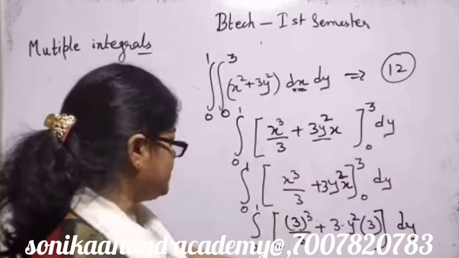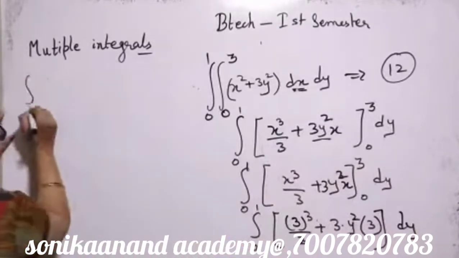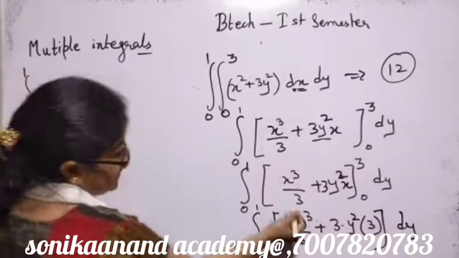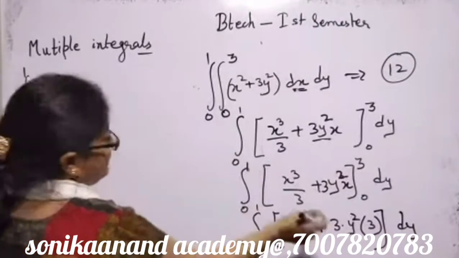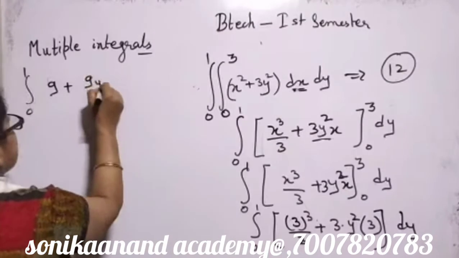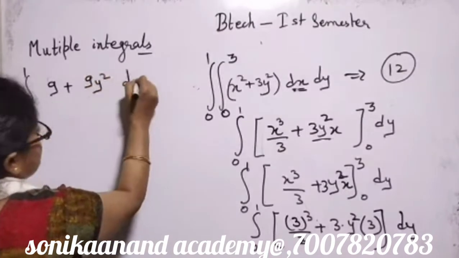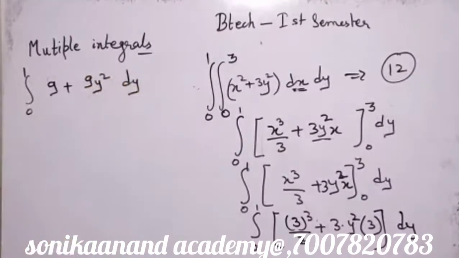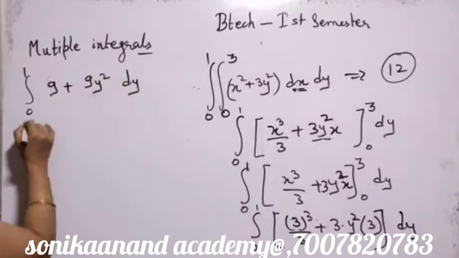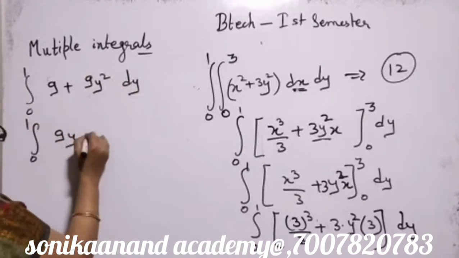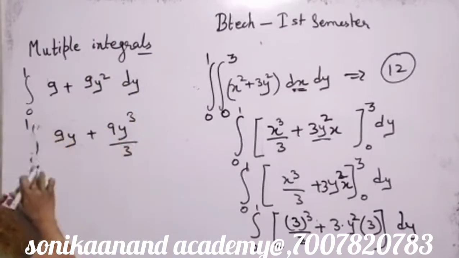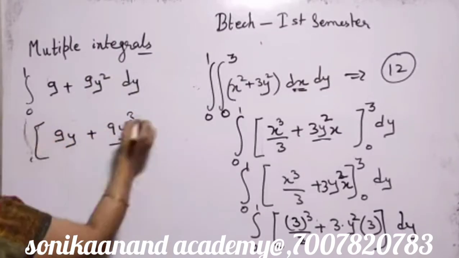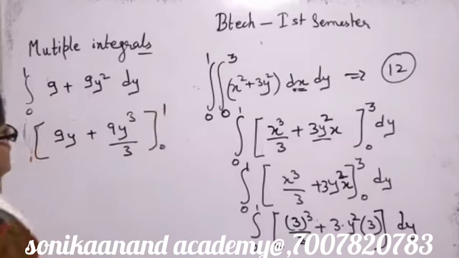Now, what was the answer? The answer over here is 0 to 1. The 3s get cancelled. We have 3 3s are 9, and here we have 9y square. We have to integrate now in terms of dy. Now when we integrate it, we have 9y plus 9y cube over 3 with the limits 0 to 1. Write the limits now in this form because you are integrating.